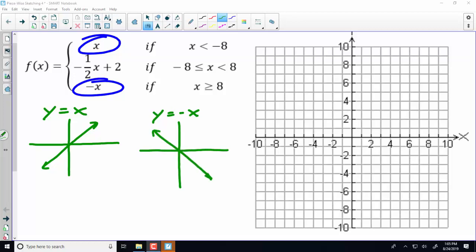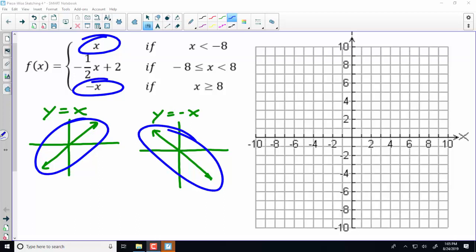So one of the pieces of this graph is going to be a piece of this graph, and one of the pieces of this graph is going to be a piece of this graph, and then another piece of this graph is just going to be this middle line right here. So let's go ahead and get started on this one.